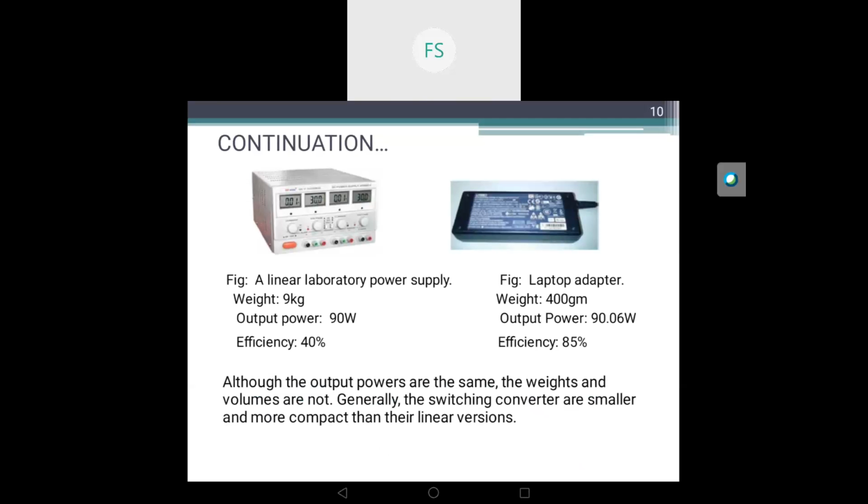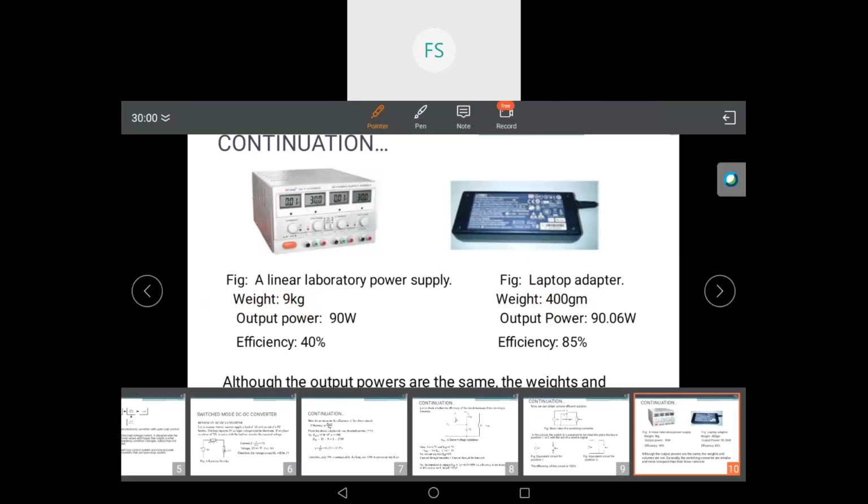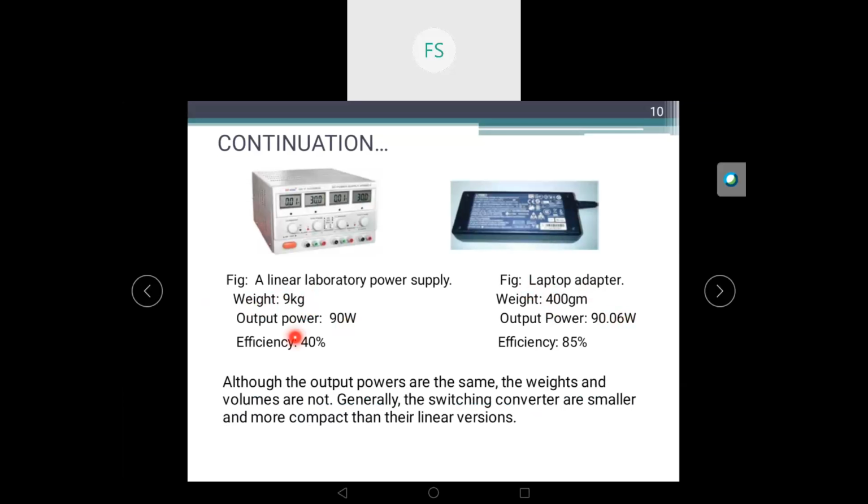So let us compare a linear laboratory power supply and a laptop adapter. In a linear laboratory power supply, there is no switch mode, but in a laptop adapter, we use a switch mode system. The weight of the linear laboratory power supply is 9 kilogram, and that of a laptop adapter is about 400 gram. But the output power is about 90 watt in both cases, right? And the efficiency is also different. The efficiency is very low in a linear laboratory power supply, and it is about 85% in the laptop adapter.